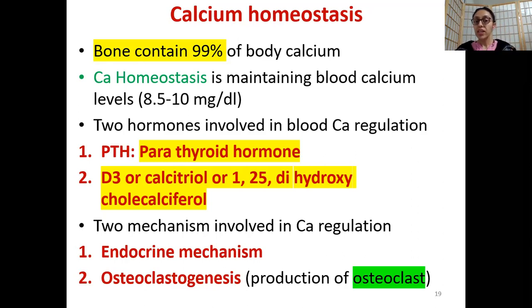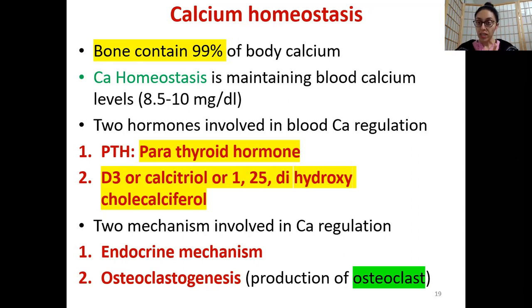All right, so yes, your bone contains 99% of the calcium in the body, and calcium homeostasis means maintaining your blood calcium level within the 8.5 to 10 milligram per deciliter range. Now there are two important hormones involved in the regulation of blood calcium level, meaning when your blood calcium level goes down, two important mechanisms are involved to increase it and bring it back to normal. The first one is the parathyroid hormone mechanism, and the second one is the vitamin D mechanism.